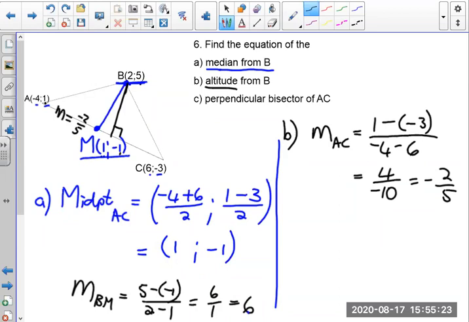So what's the gradient of the perpendicular line? The gradient of the perpendicular line is then positive, the inverse. In other words, 5 over 2, because the one times the other one must give me an answer of minus 1. So the gradient of the perpendicular line, which is the altitude, will be positive 5 over 2.